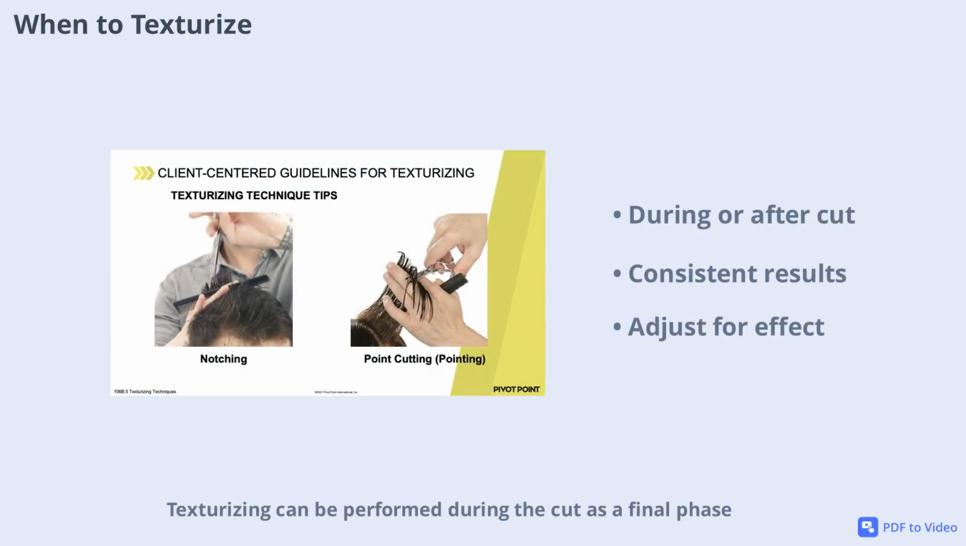Texturizing can be performed during the cut, as a final phase, or even after the hair is dried. The timing depends on the desired effect and the client's hair type. For example, notching can be shallow for a diffused line or deep for chunkier texture. Consistency is key. Position your fingers at a constant distance from the ends for even results.